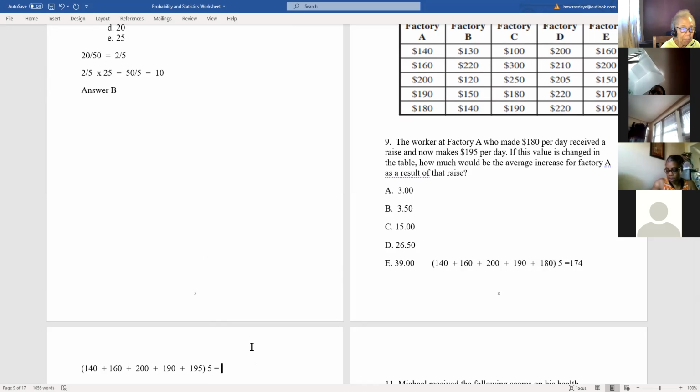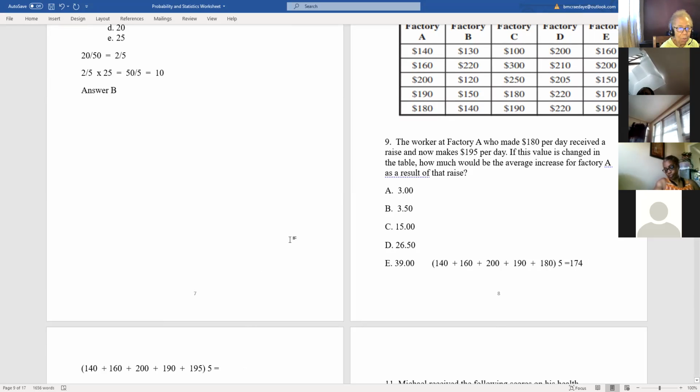Whatever total you got before, like Vanessa said, just add what? 15. 195 minus 180 is 15. I get 156. No, Maureen, you've got to get a bigger average. Remember, it can't be less. It's got to be bigger than 174 because the 180 went up by 15. So add 180 and 195?